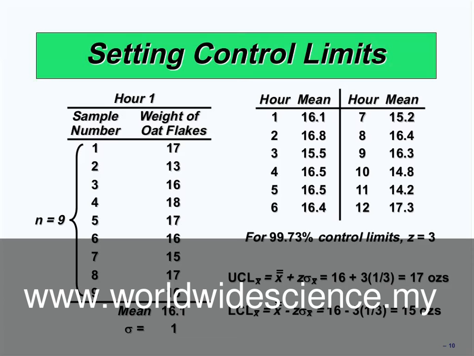X bar bar is shown as x with two lines above it. If you see the formula, UCL for X bar equals X bar bar, meaning x with two lines above it. These 12 numbers are X bar. Each number in this table is an X bar. If you sum up these 12 numbers and divide by 12, you can calculate X bar bar, which is the mean of the means of x. This is X bar bar.